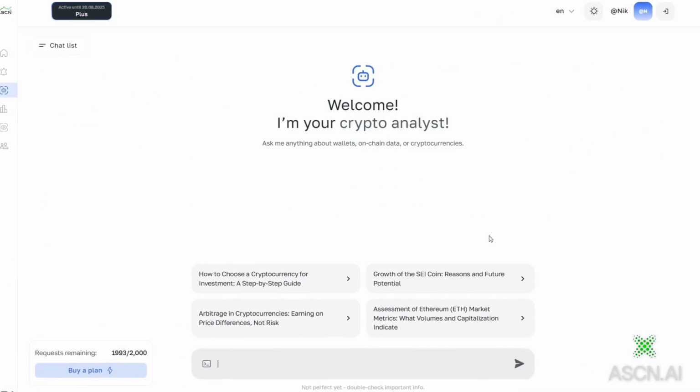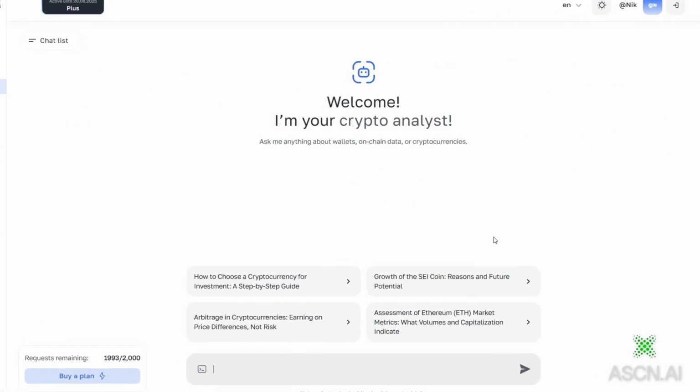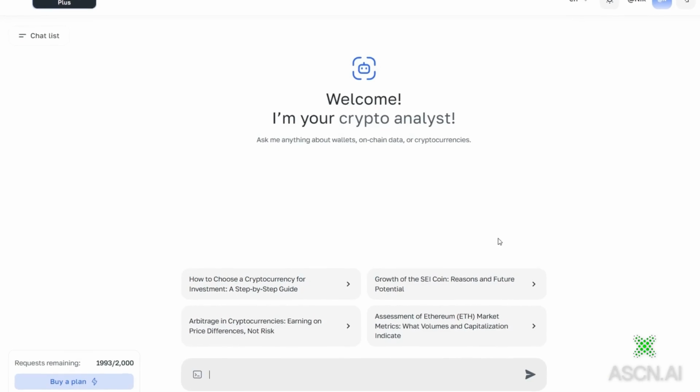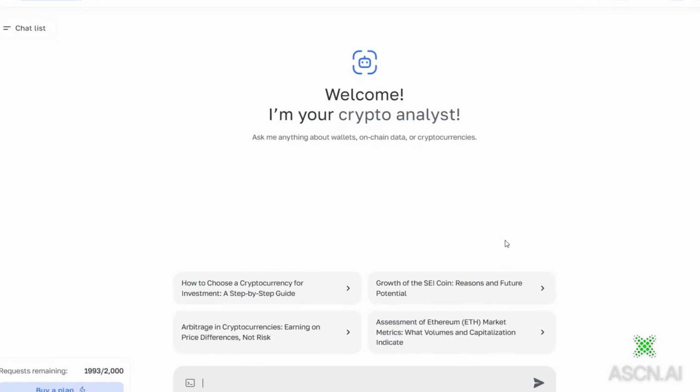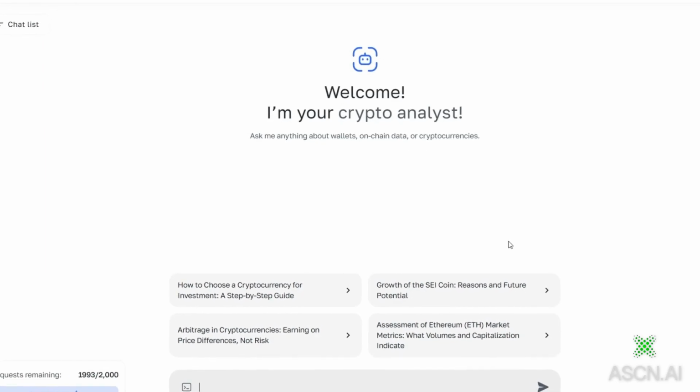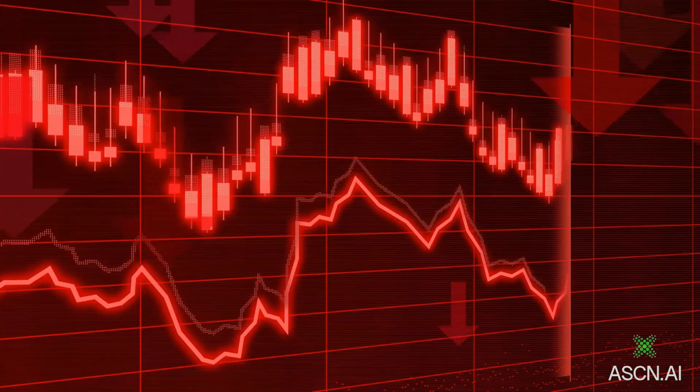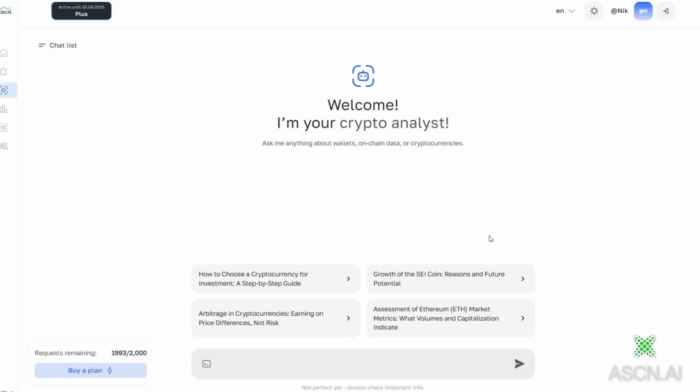ASCN.AI can help you analyze on-chain data, and based on what big capital is doing, you can make informed decisions. If large investors are accumulating positions, increasing their holdings, and buying tokens, then most likely the price will go up. If big capital starts selling their tokens, then you should expect a dump. Thus, with ASCN.AI, you can easily analyze on-chain data and understand what's happening with the token in your portfolio.